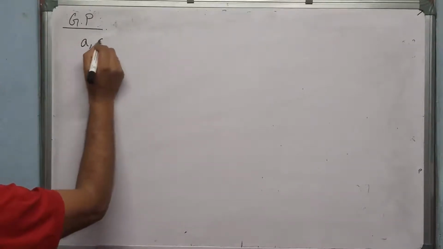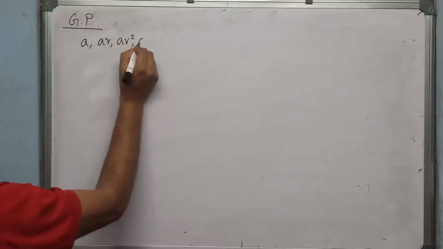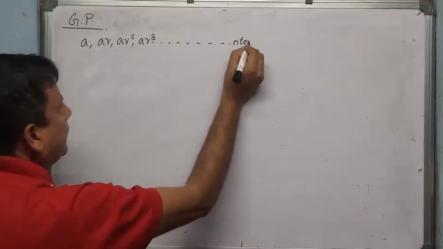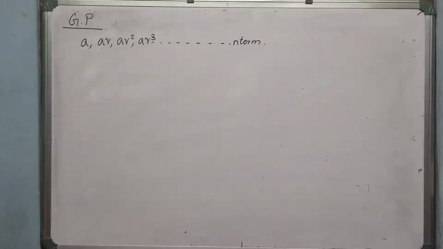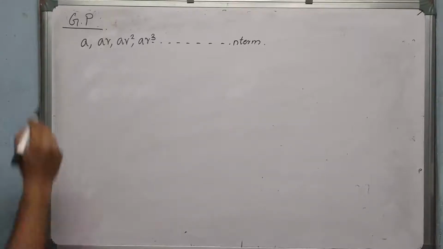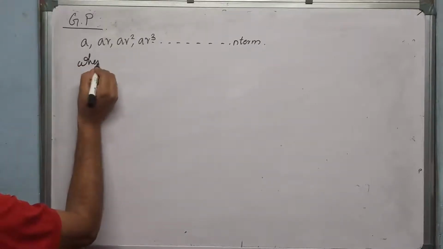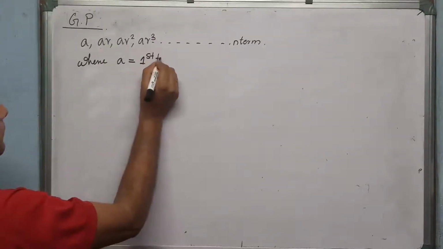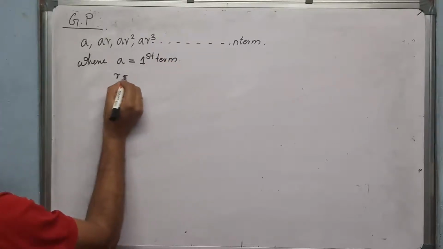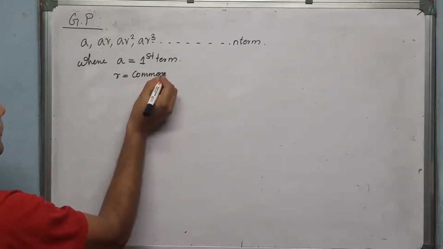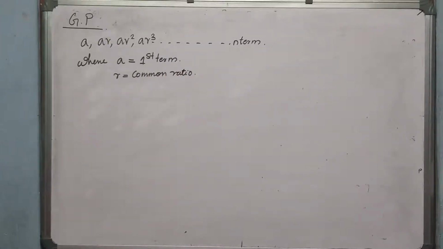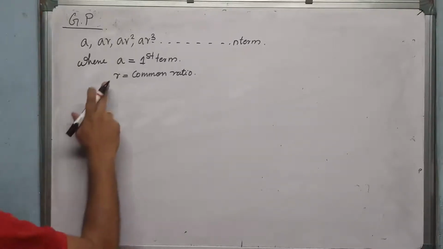Suppose the series is a, AR, AR square, AR cubed, and so on. If it goes up to n terms, this kind of series is called a GP series. In this case, A is equal to the first term and R is called the common ratio. A is the first term and R is called the common ratio. In AP it was common difference. In GP it is common ratio.